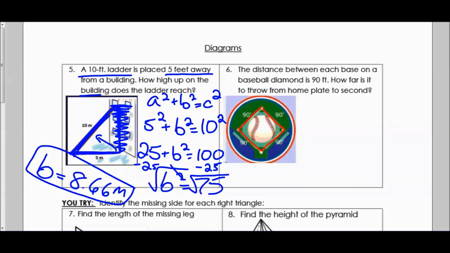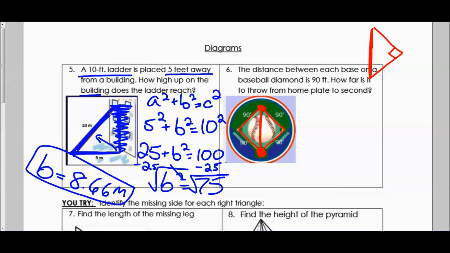We want to know how far it is to throw from home plate to second base. Home plate is this. Second base is here. So we want to know how far that distance is. It's a little bit tricky because they actually don't give us a right angle or a right triangle. They give us a square there, and we need to form that right triangle for ourselves. This is the right triangle that we're dealing with. We have that distance, straight up and down, and the two base paths that form our right angle.